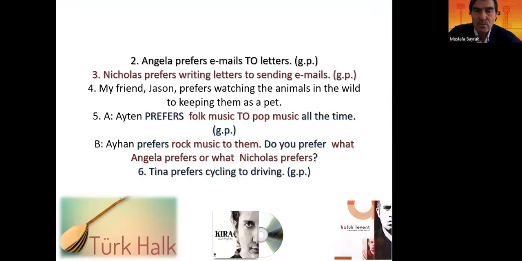Okay. So we can also change it like this. Ayten prefers listening to folk music to listening to pop music all the time. Again, to here is preposition. Ayhan prefers rock music to them, to them, object pronoun. Do you prefer what Angela prefers or what Nicholas prefers? So I prefer what Angela prefers. I don't prefer what Nicholas prefers. Noun clause. Okay. Tina prefers cycling to driving. Tina prefers cycling to driving.